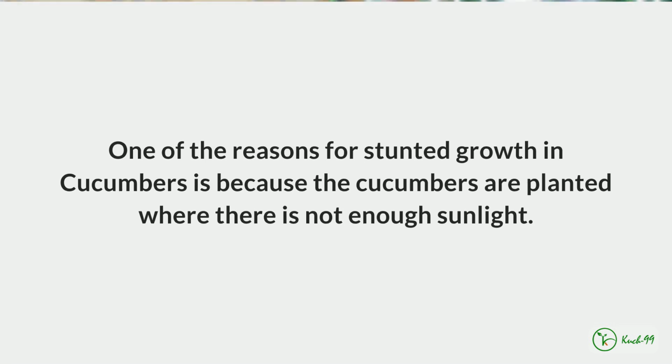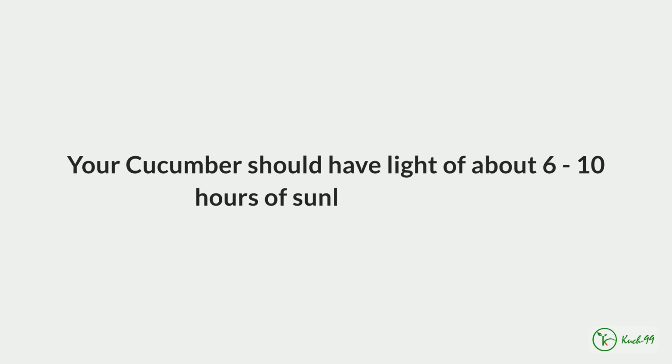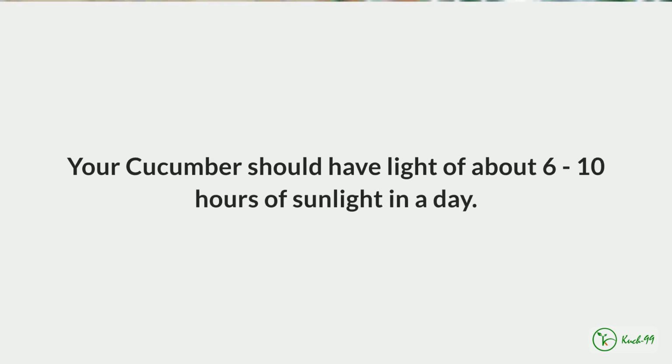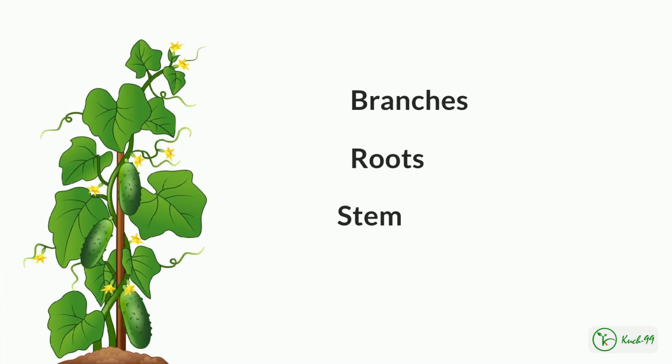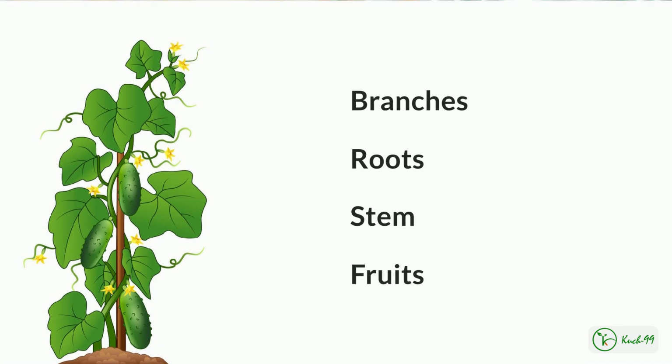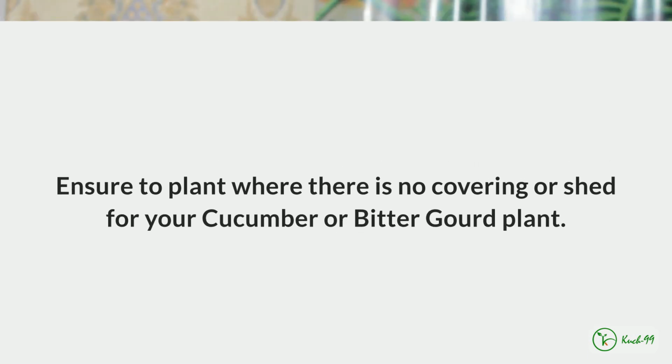So for you to have an effective cucumber cultivation, you need to farm your cucumber where your cucumber can have light of about 6 to 8 or 10 hours in a day, so that they can have enough photosynthesis, they can have enough energy, because the energy they use is gotten from the sun mostly to develop their branches, their roots, their stem and their fruit. So you need adequate sunlight for your cucumber to be able to produce for you and have a good yield. So one of the things in your planting and your spacing is that you plant where there is no coverage, where there is no shade.